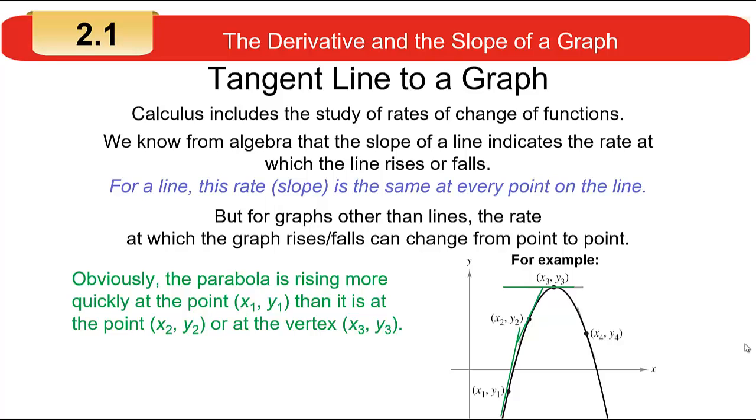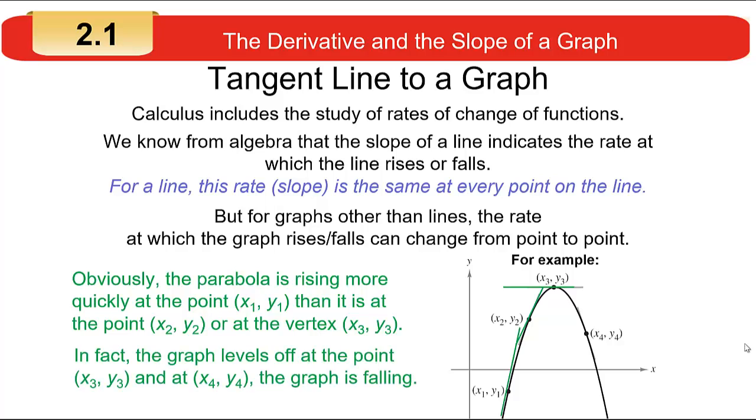It's very steep at x sub 1, y sub 1. And as you move around to the vertex, the rate of change goes to 0. And as you pass the vertex and go to the point x sub 4, y sub 4, the rate of change becomes negative and is falling off.